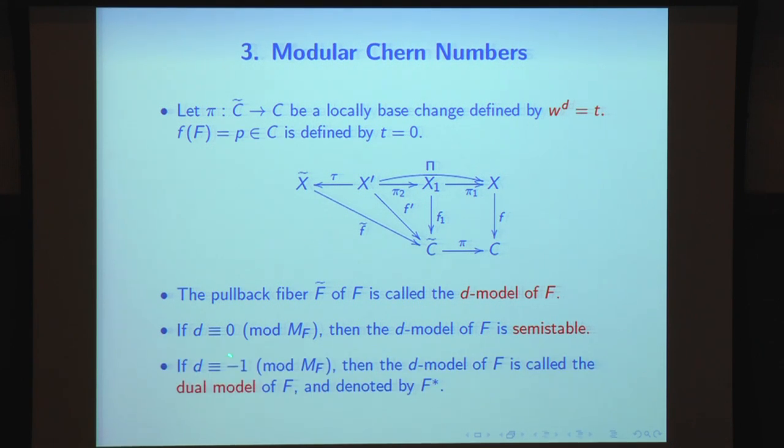If D is equal to -1 modulo m_F, then we call it the dual model of F, and denote it by F star. So this is a generalization of Cordaire's notation F star.